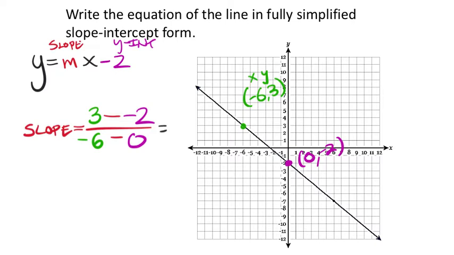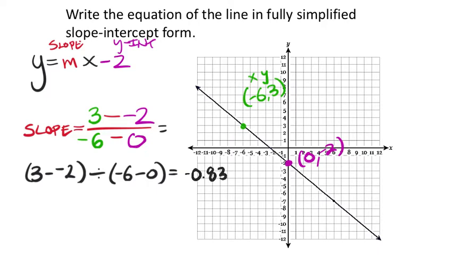Now when you put this in the calculator, don't forget that the numerator needs to be in parentheses on these calculators that we have. So parentheses 3 minus -2, and those are different buttons. Then the fraction line, you're going to have to use the divide symbol button. And then you need more parentheses for the denominator, -6 minus 0, close parentheses, you push enter. Let's see what this gives us. So my calculator gives me negative 0.83 repeating.